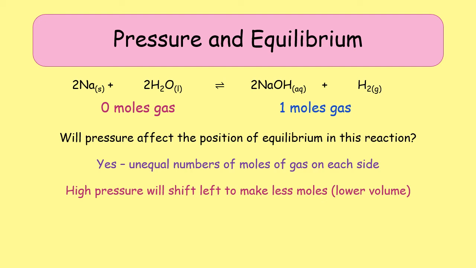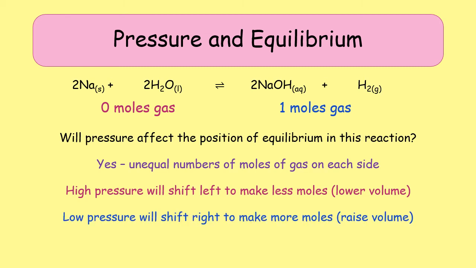Well, if we increase the pressure, the system will want to decrease the pressure, and it will do that by shifting the equilibrium left to make less moles of gas. If we did the opposite, if we lowered the pressure, the system would want to undo that, so it would want to do the opposite. It would want to increase the pressure, and it can increase the pressure by making more moles of gas, which would mean shifting the equilibrium right.